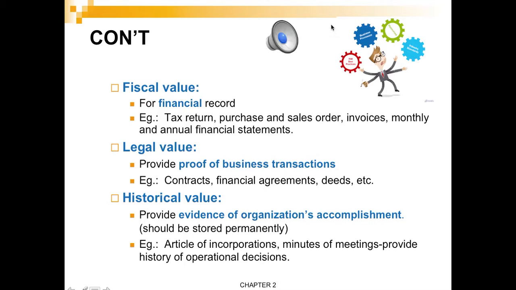Financial records such as tax returns, invoices or purchase and sales orders serve as fiscal value, while contracts and financial agreements are considered proof of business transactions and serve as legal value. Finally, the purpose of record keeping is to maintain historical value by providing evidence of the organization's accomplishments, such as the history of opening business operations.